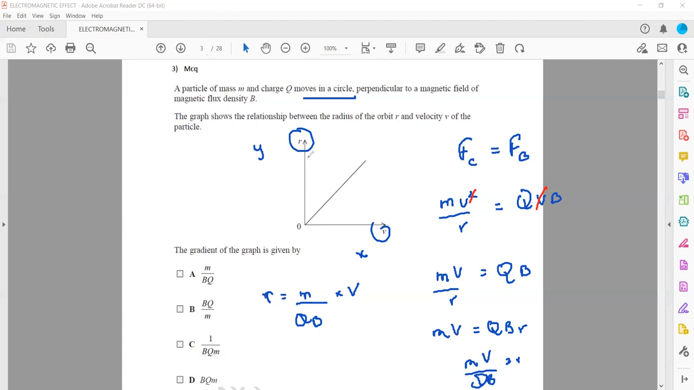Now I'll compare with the equation of a straight line. On the y-axis we have r, and on the x-axis we have v. So what is the gradient? The gradient will be equal to m divided by qB. So the gradient equals m divided by qB. So with reference to that, A will be the right answer. Is this one clear?